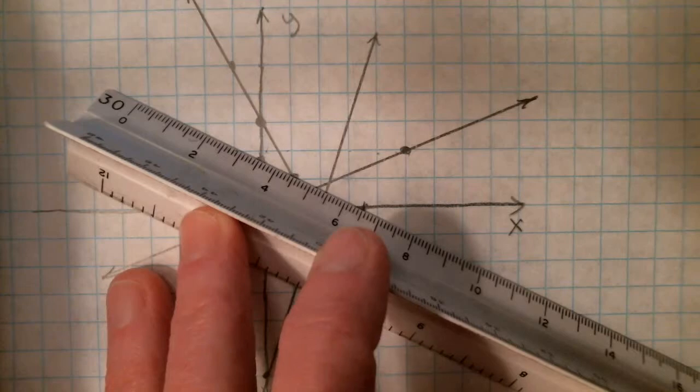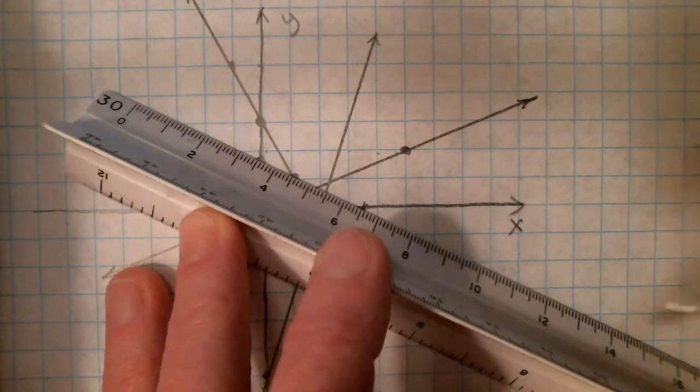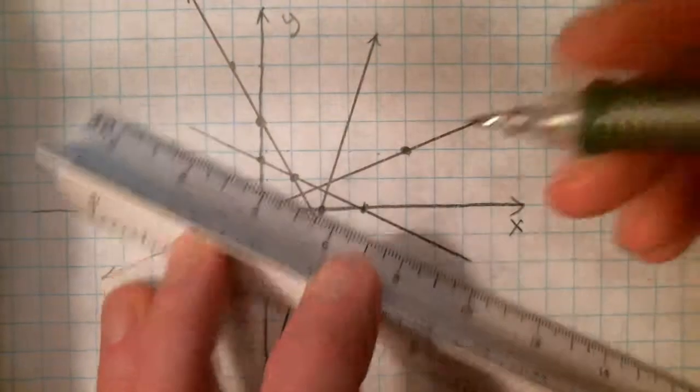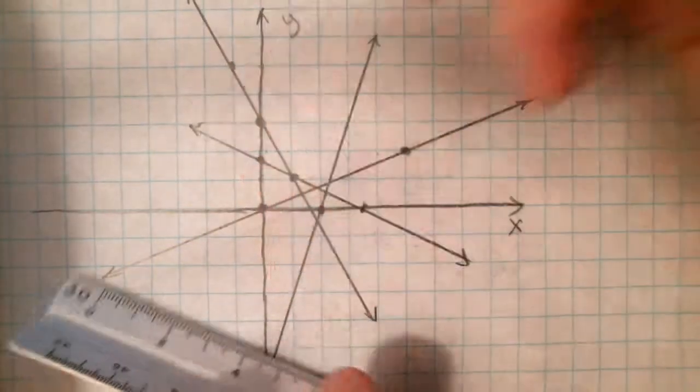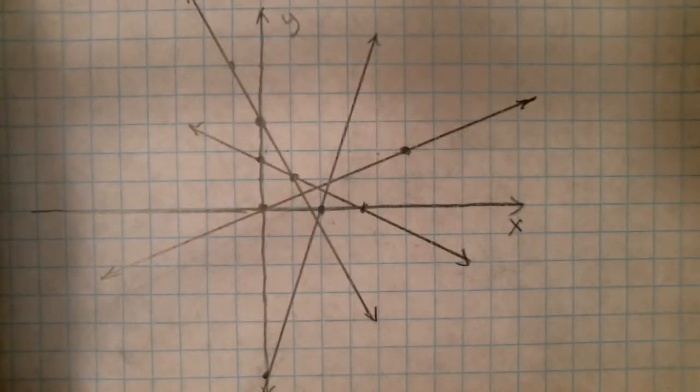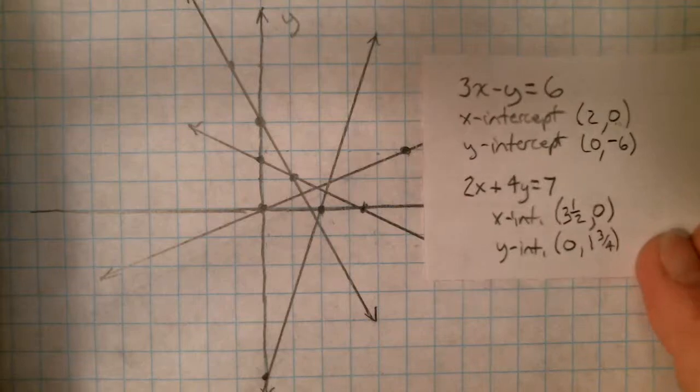All right, so we're going to connect these dots, and we have another line that we graphed in standard form using x and y intercepts.